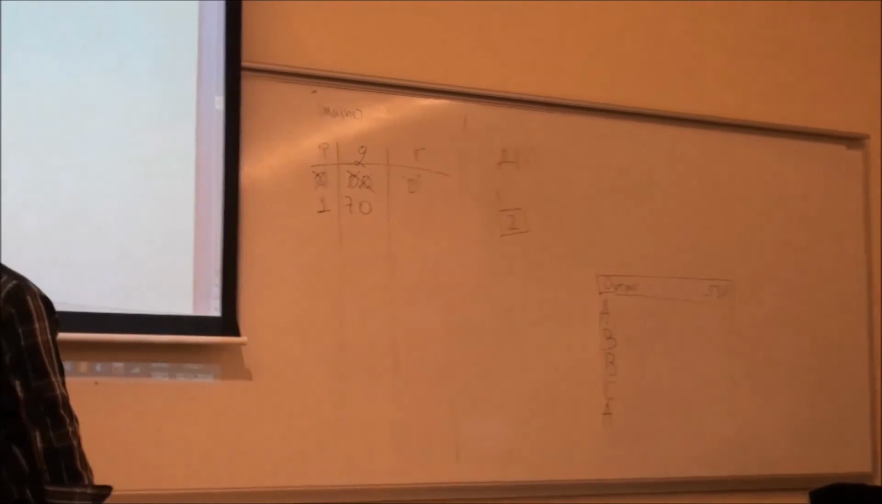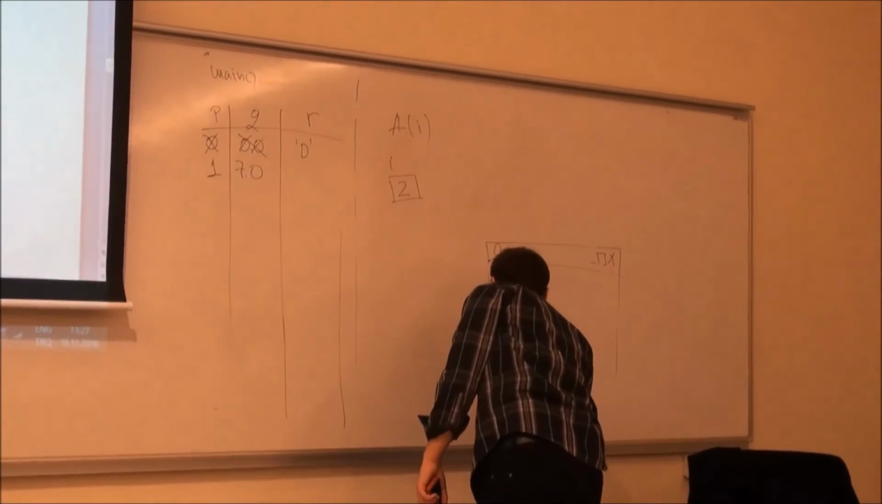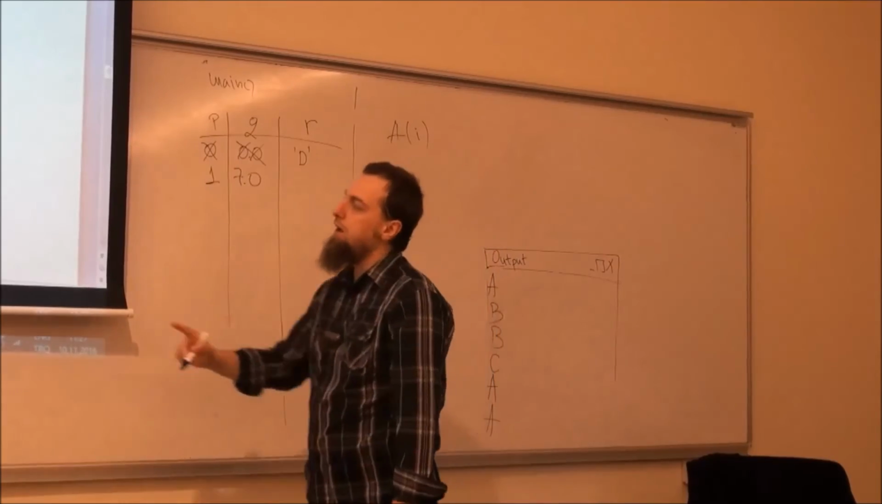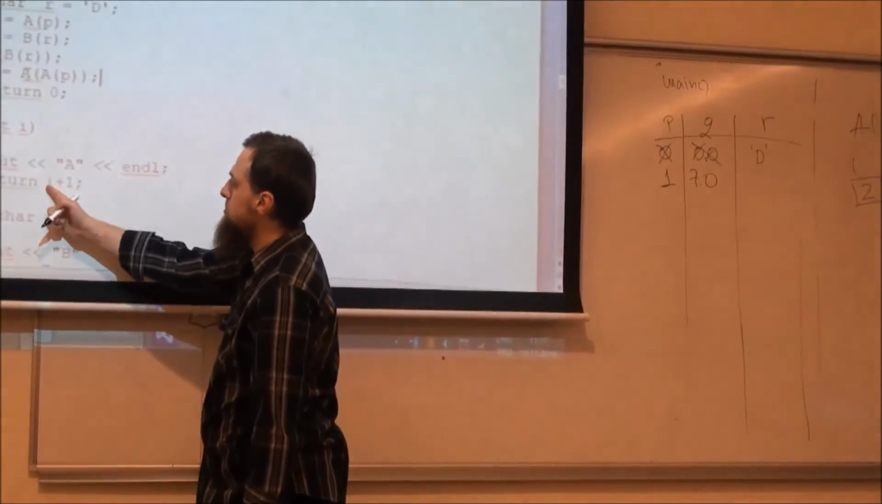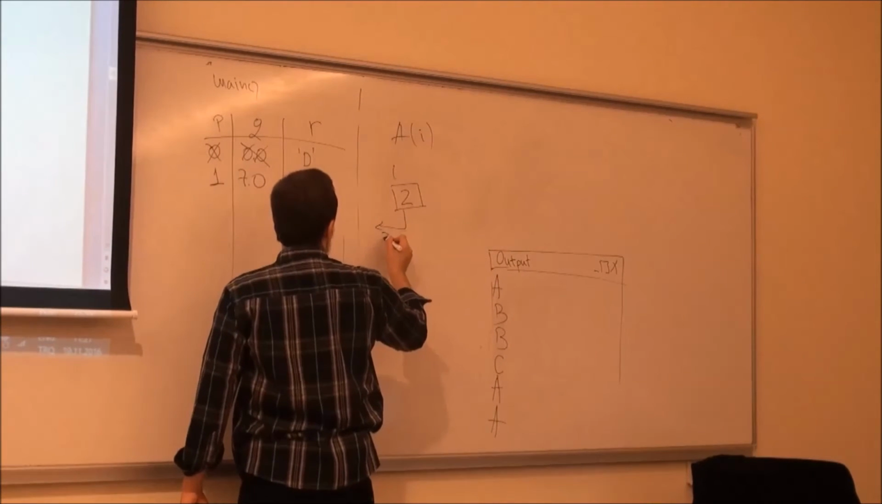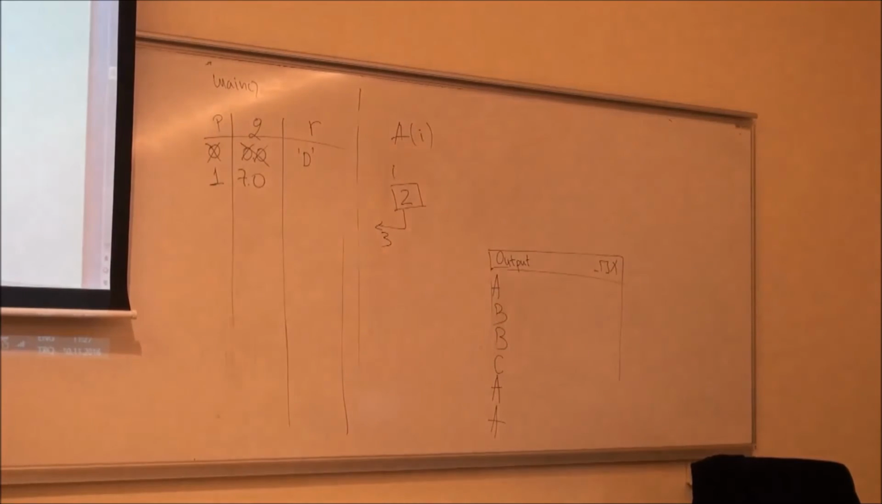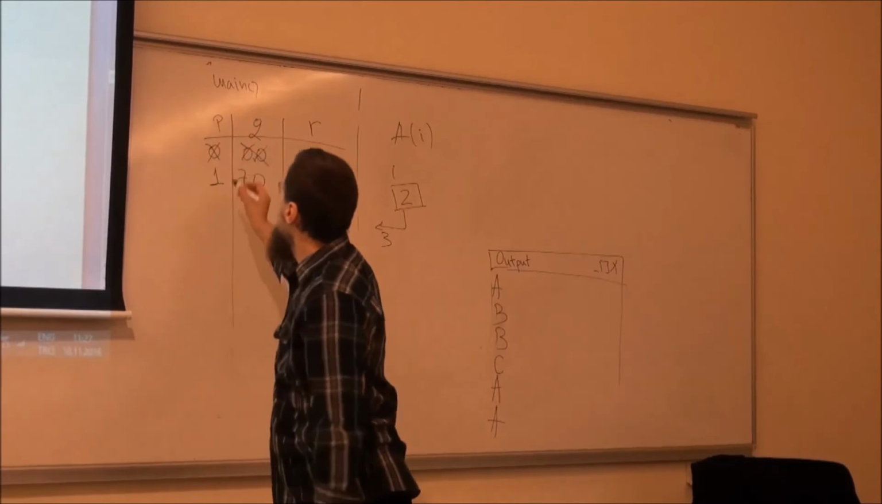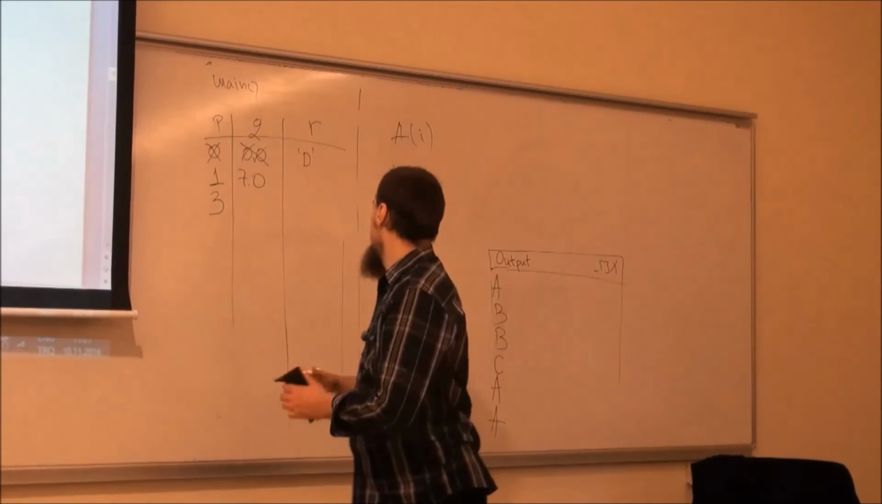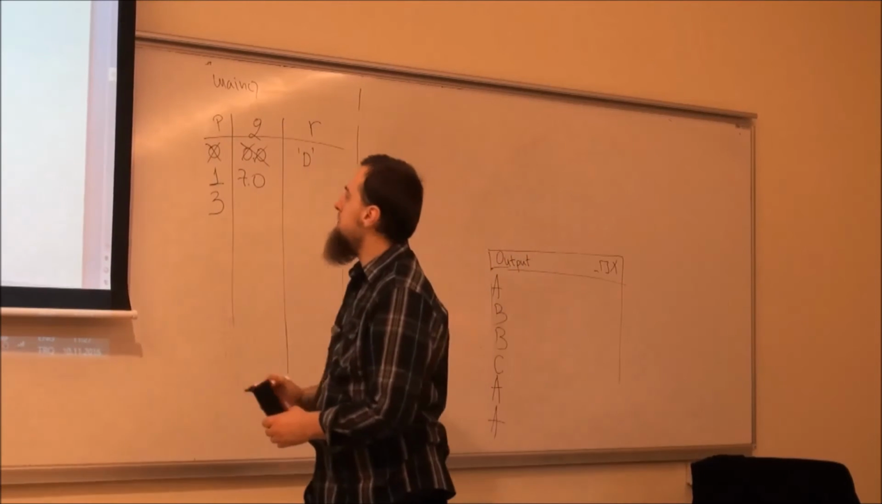Now let's see what we are doing. We are printing A again. We go to a new line and we return 2 plus 1 is 3. So we return 3. And this 3 will be here, and this 3 is going to be assigned to P. So P has a value of 3. And everything associated with A is erased from memory.